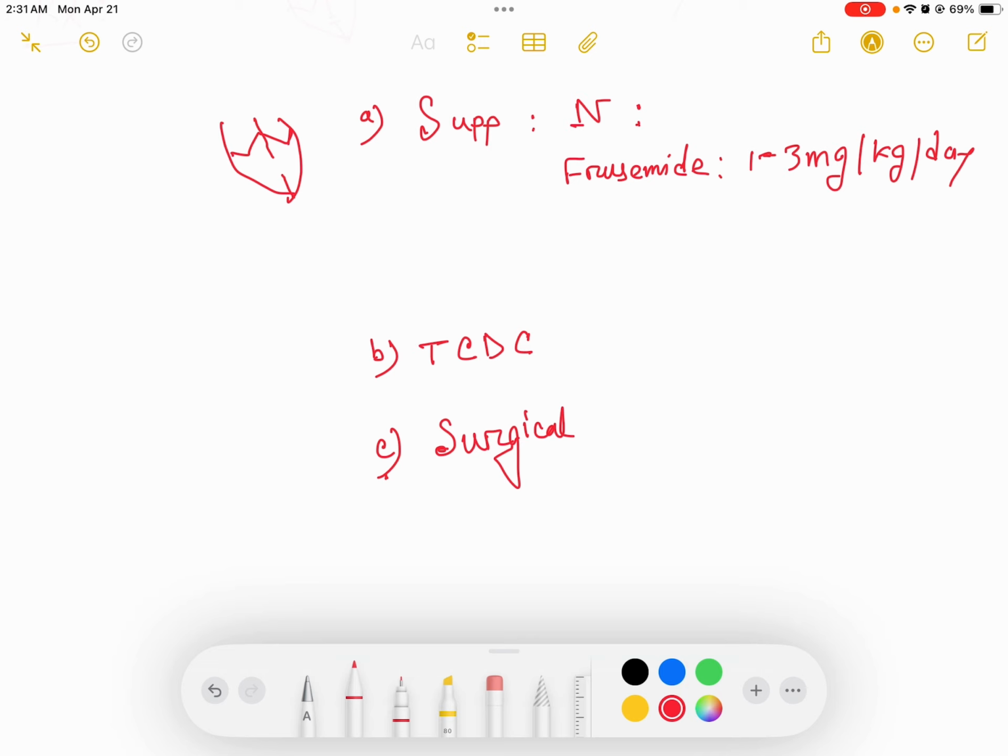After diuretics, ACE inhibitors such as enalapril and captopril, and digoxin. When diuretics and ACE inhibitors fail to control symptoms, transcatheter device closure.